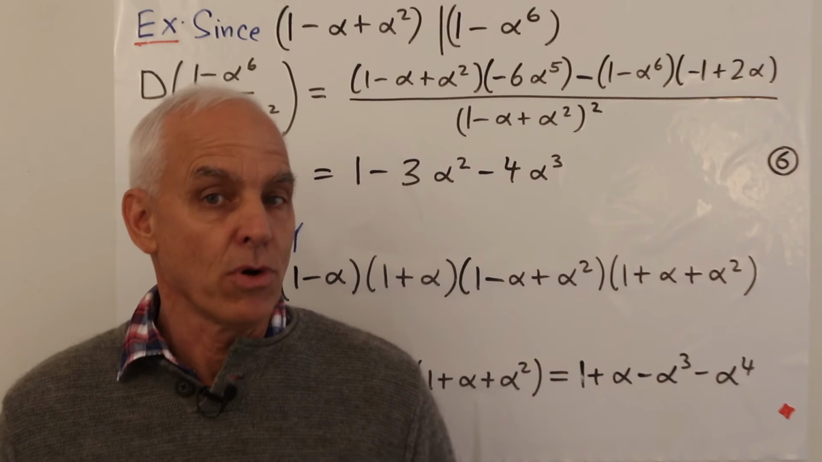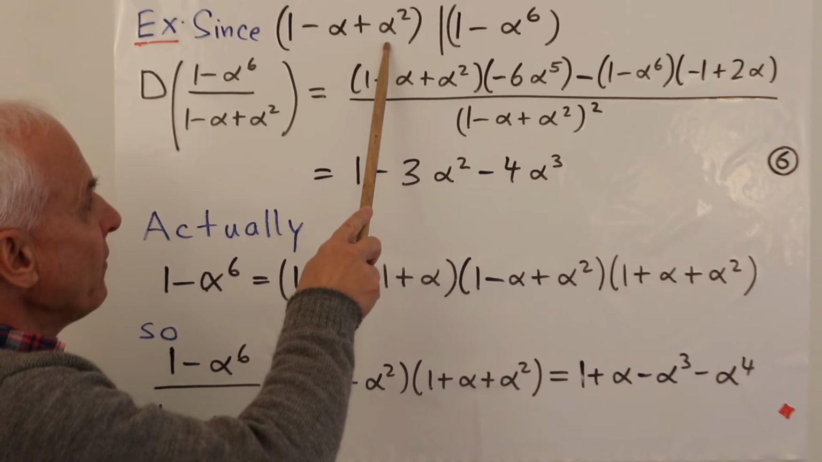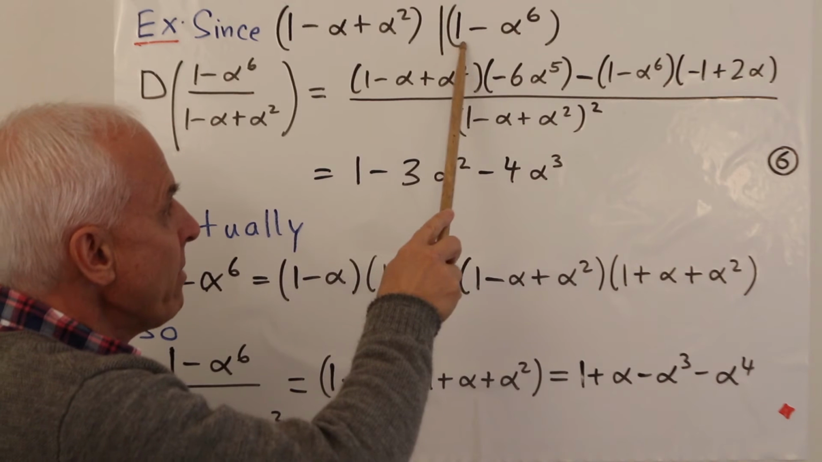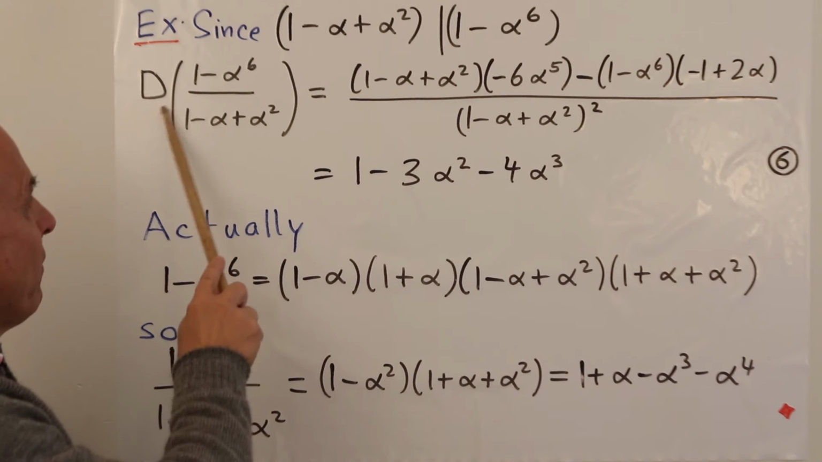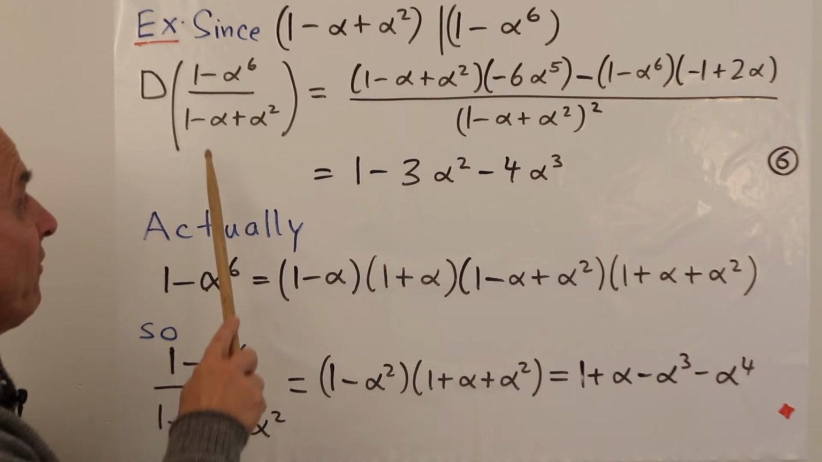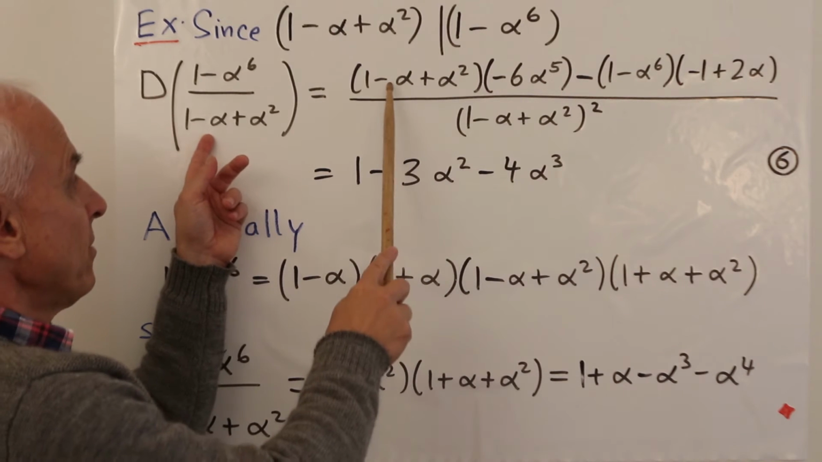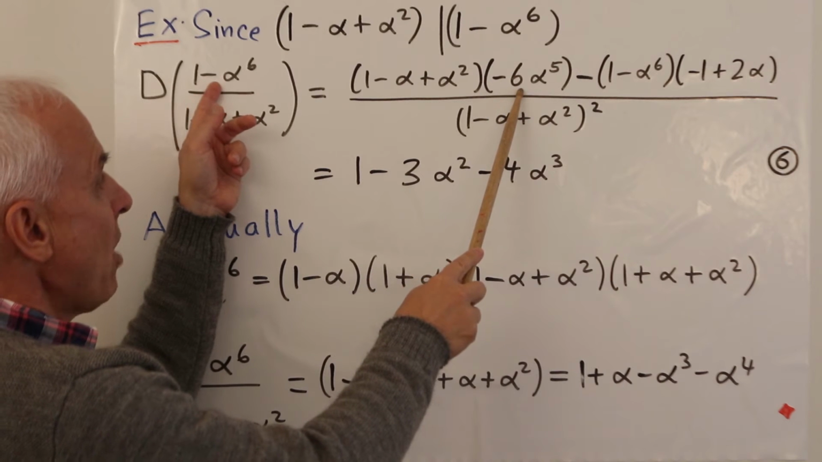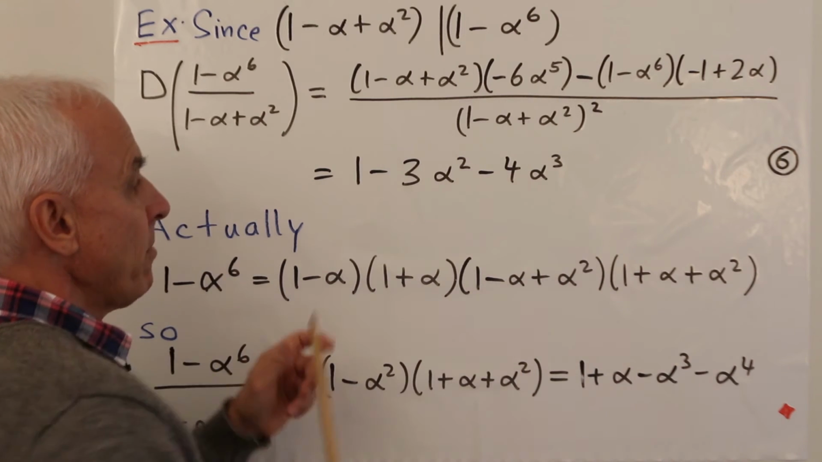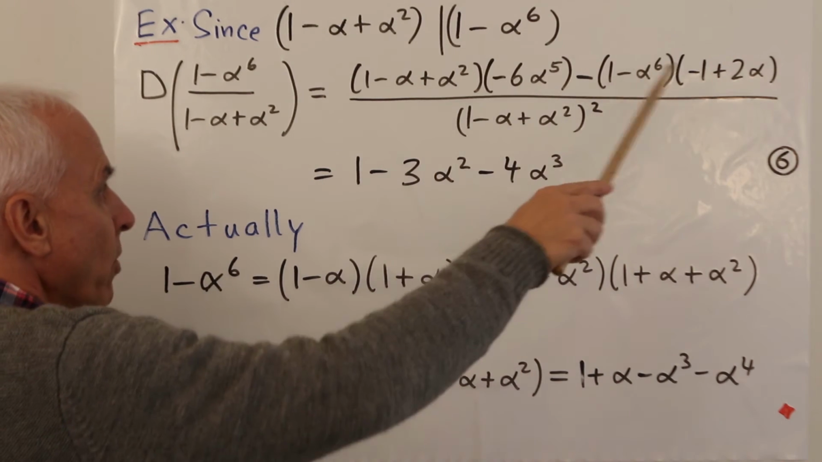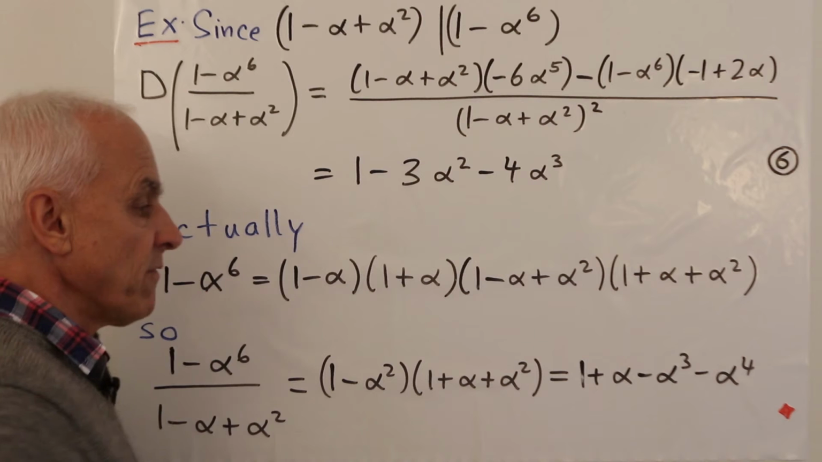Now let's have a look at a slightly more complicated example of the quotient rule. Let's observe that 1 minus alpha plus alpha squared happens to divide 1 minus alpha to the 6. So we're able to ask about the derivative of this quotient, 1 minus alpha to the 6 divided by 1 minus alpha plus alpha squared. And the quotient rule tells us that it's this bottom times the derivative of the top minus the top times the derivative of the bottom, all divided by the bottom squared. And then you work that all out, and it turns out to be the polynumber 1 minus 3 alpha squared minus 4 alpha cubed.